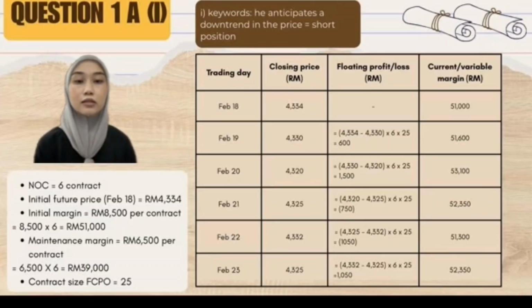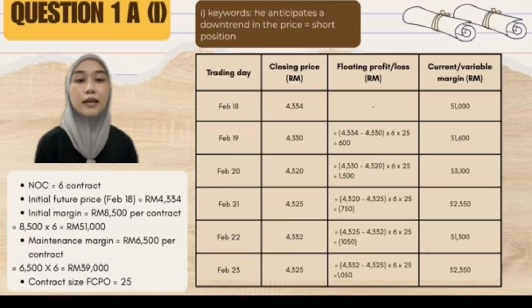Mr. Lee trades 6 FCPO contracts. The initial margin is RM 8,500 per contract. Therefore, the total initial margin is calculated as RM 8,500 times 6, which equals RM 51,000. The maintenance margin is RM 6,500 per contract. Therefore, the total maintenance margin is RM 39,000.